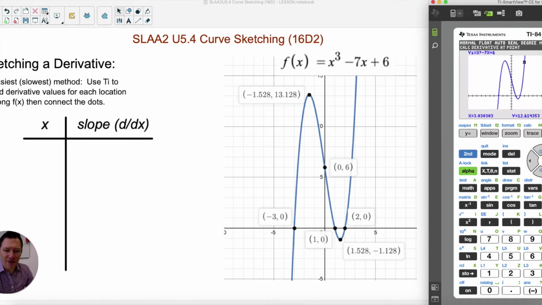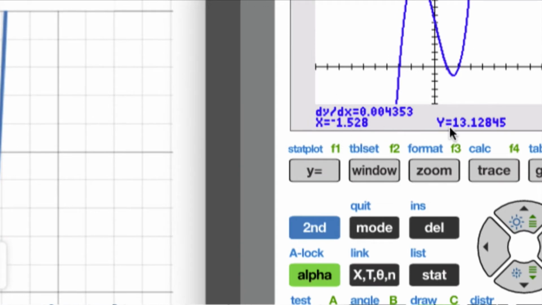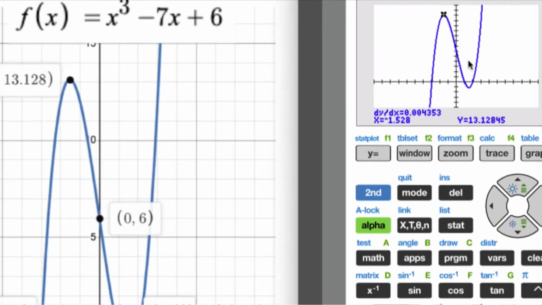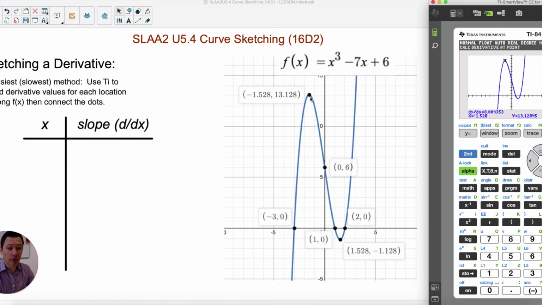And if I want the slope, well, yeah, let's look at the slope like here at -1.528. So go -1.528. Hit enter. It tells you a location in space, -1.528, and the y value. But above it, it gives you the slope. And that slope is pretty close to 0. Why? Because that's pretty close to a maximum, and the slope up to there is 0.